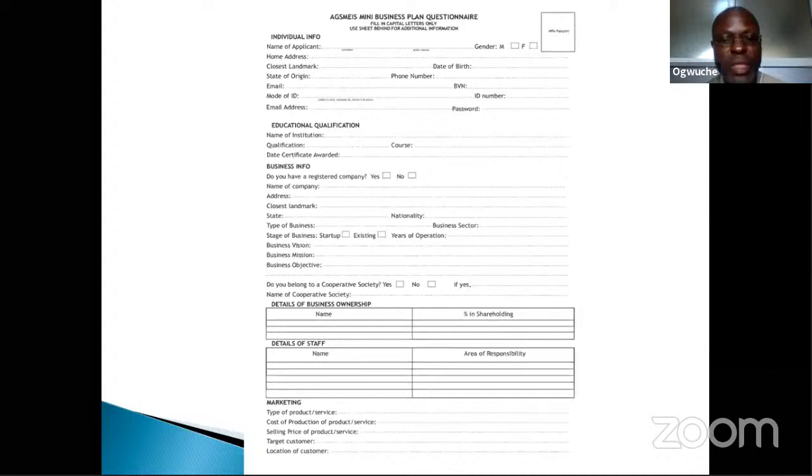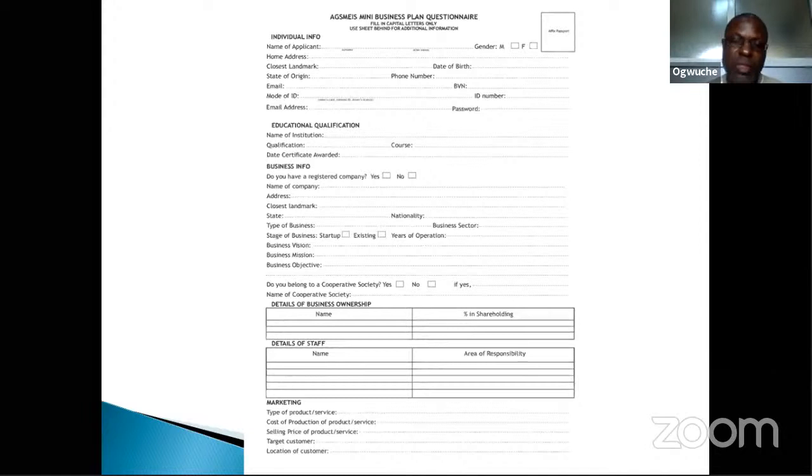Okay, stage of business, is it a startup? Is it existing? By startup we mean a business idea that you have, but you have not started doing anything about it at all. Nothing is on ground. But you have that idea, and that's what you want to pursue. That's what your passion drives you to do. So you indicate startup.